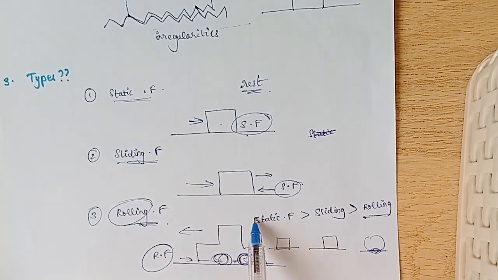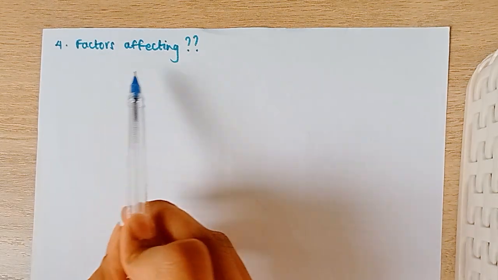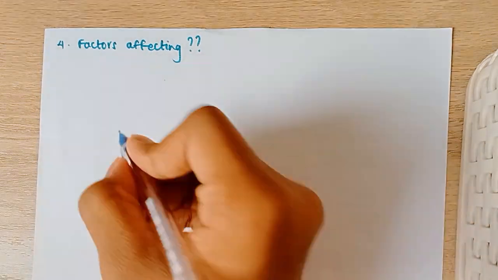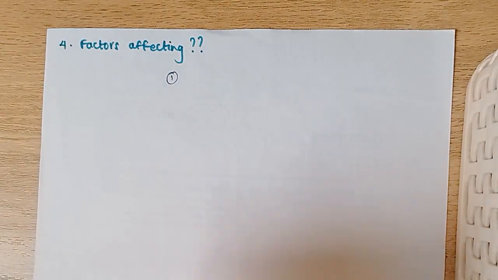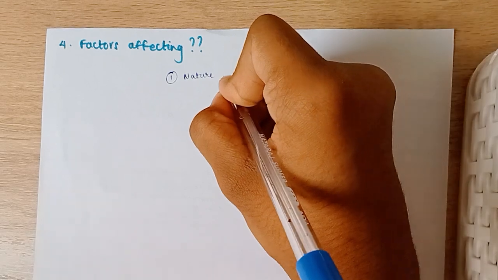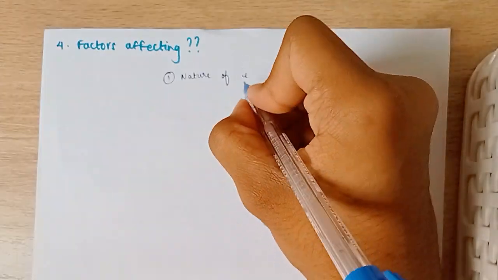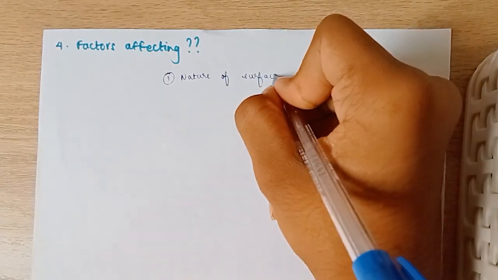This is why static is greater than sliding is greater than rolling. The next important topic is the factors affecting friction. So what is the first factor? Just like before, the nature of surfaces. If the surface is smooth, then the friction will be less. If the surface is rough, then the friction will be more.